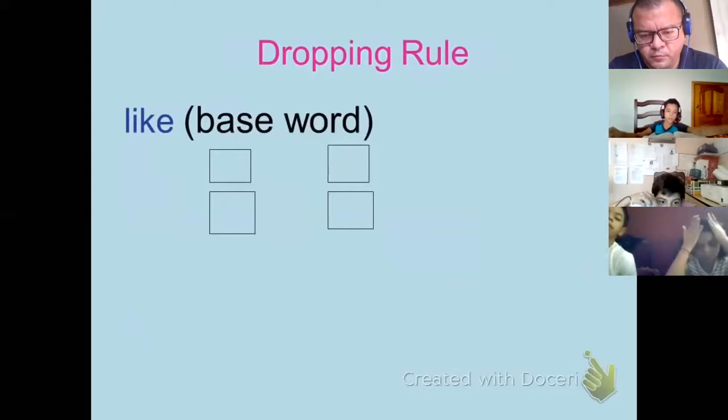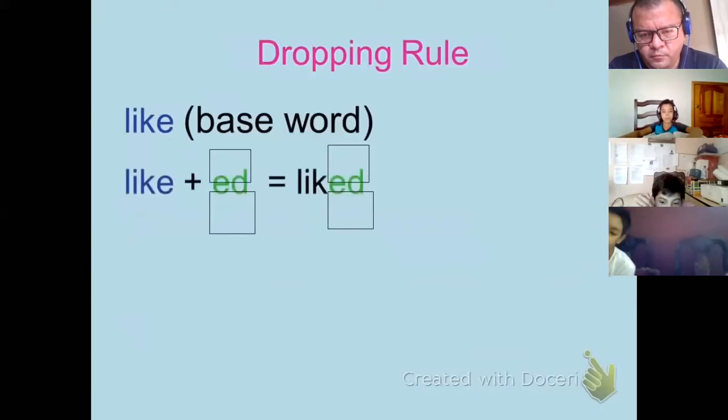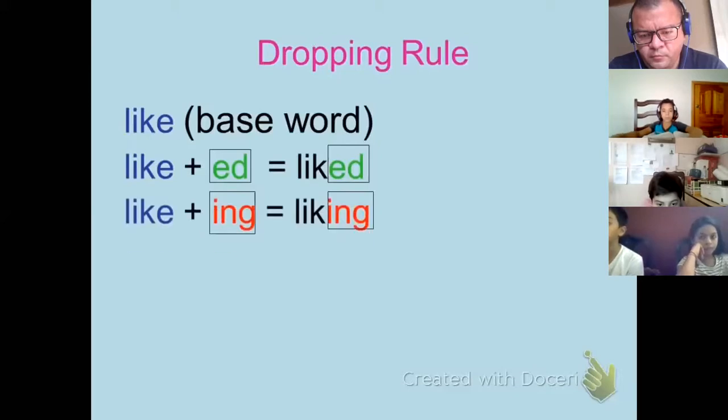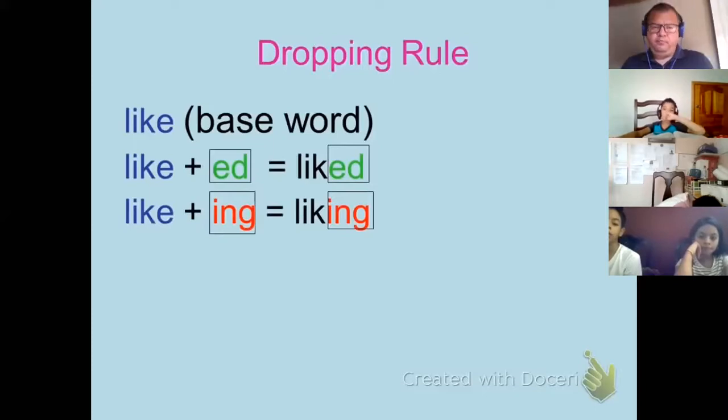Base word like. We're going to be talking about the dropping rule. Take a close look at the word like. We have the root word like plus ed. It's liked. We had to drop the e to add the ed. You wouldn't spell it L-I-K-E-E-D. And the same applies with liking. To add the ending ing to the root word like, you have to drop the e to add ing for liking.